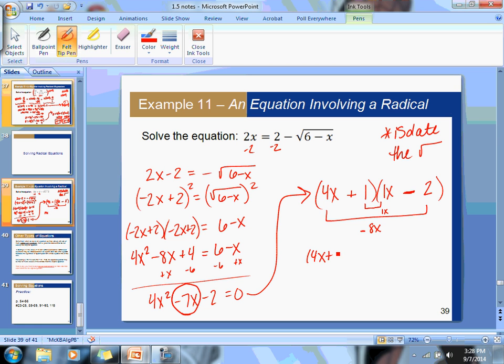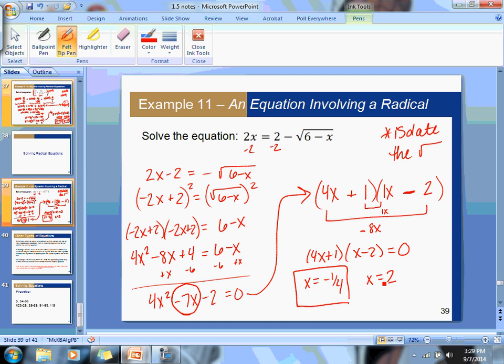So let me rewrite it. I'll have 4x plus 1 times x minus 2. And again, it's still all set equal to 0. And then if I set each of those little factors equal to 0 and solve, I would get x equals negative 1/4 and x equals a positive 2. Now, when you substitute those values back into the original problem, only one of them works. The negative 1/4 is going to be the only value that works when you substitute it back in.